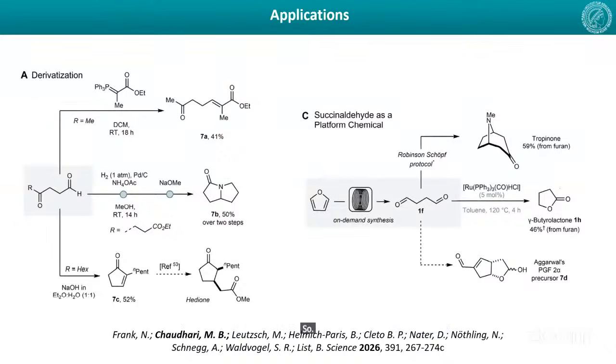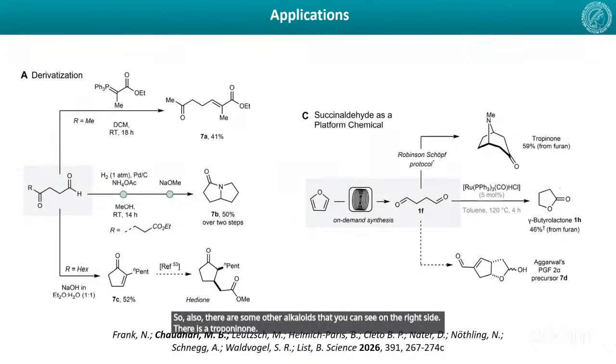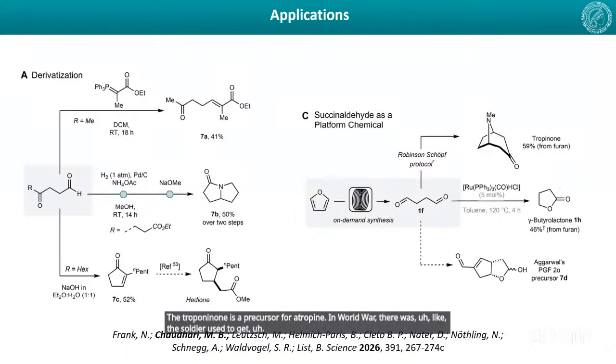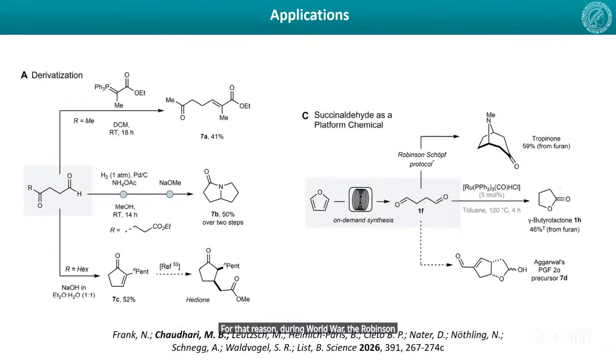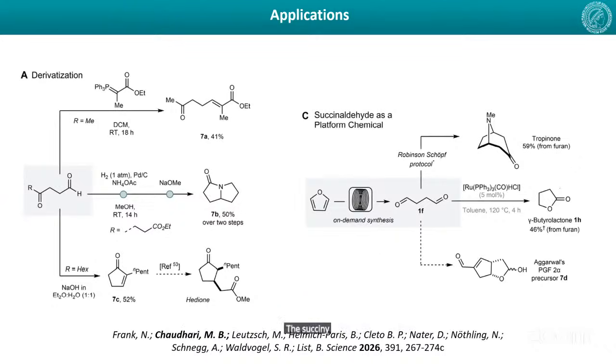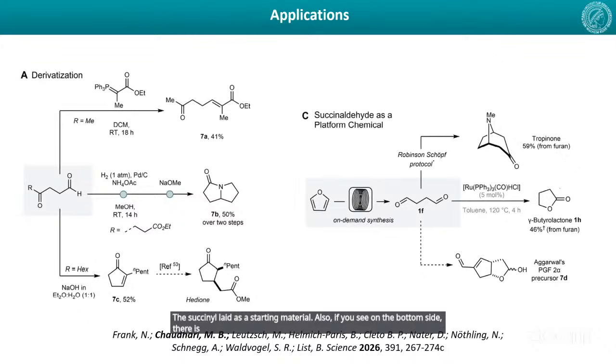Also there are some other alkaloids that you can see on the right side. There is tropinone. The tropinone is a precursor for atropine. In the World War, soldiers used to get injured, and they needed some anesthesia or such types of neurodegenerative drugs. For that reason, during the World War, Robinson came up with the synthesis of tropinone, and for that we can use succinaldehyde as a starting material. Also, if you see on the bottom side, there is the starting material for prostaglandin, which was developed by Agarwal.